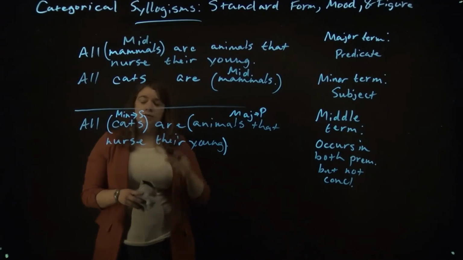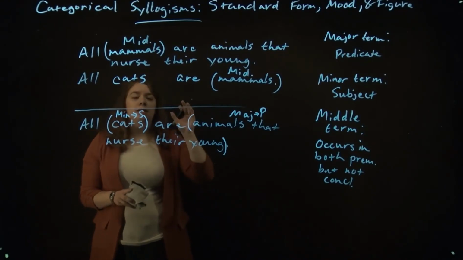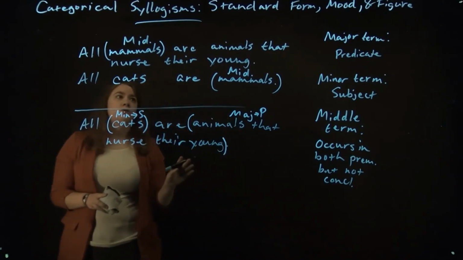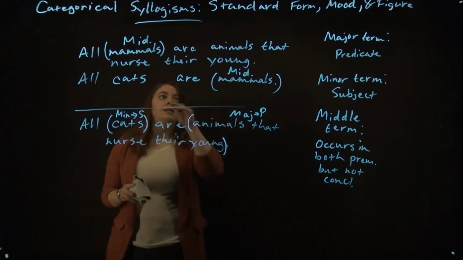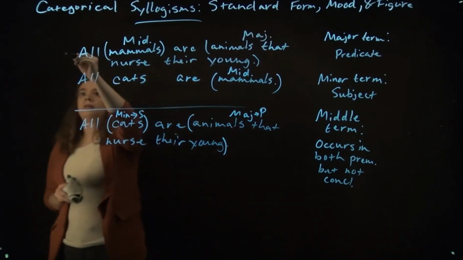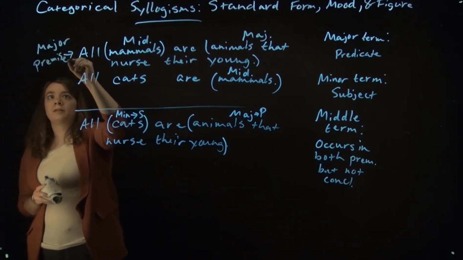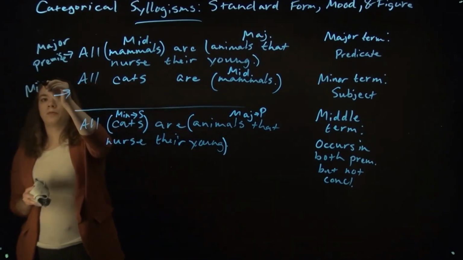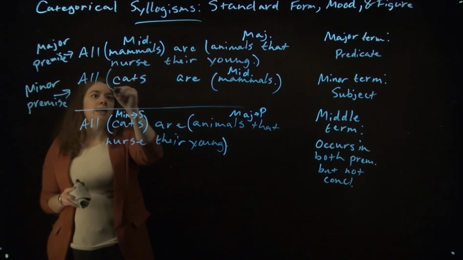And so, for further setting out terminology, the proposition that contains the major term, the predicate term, is going to be referred to as the major premise. In this case, it would be this first one, so that's our major premise. And down here, the minor premise is, of course, the one that contains the minor term. So we have cats right here.